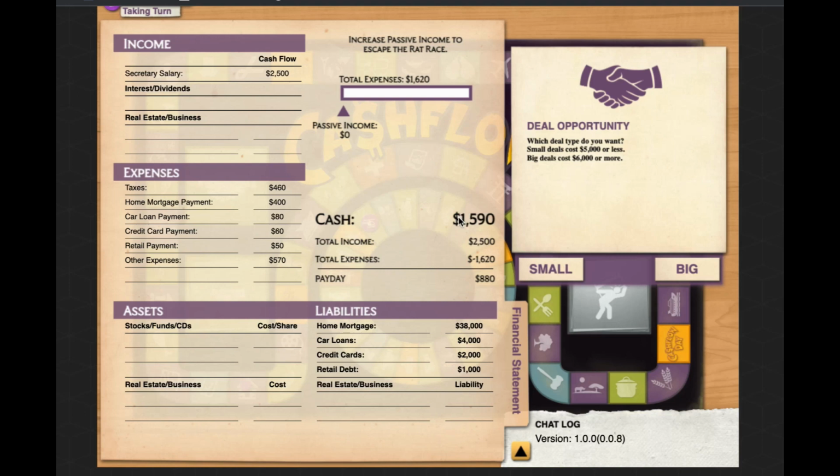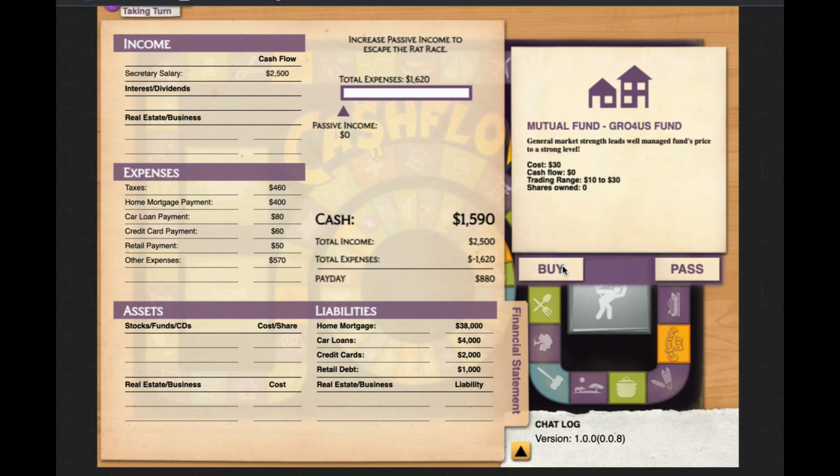So I just passed a payday, so I made some extra money. I can do a small deal, which is less than $5,000, or a big deal that's more than $6,000. So I'll start small. This is stock that costs $30. It usually trades from 10 to 30. I want nothing, so I will pass.